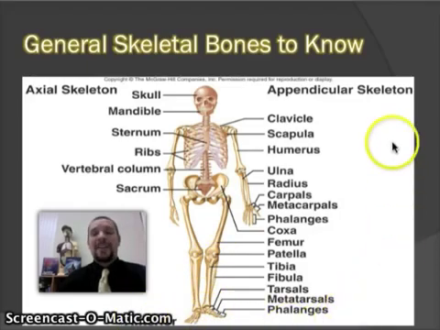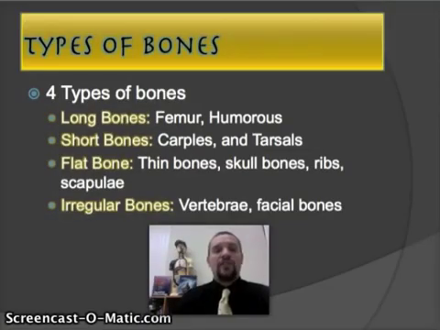Again, these are just some of the basic general ones that I want you to know, but we're going to, of course, go more in depth, and there's going to be more that I want you to know. When we look at your bones, there are four major classifications or four types of bones that we classify them into. They classify into long bones, short bones, flat bones, and irregular bones.